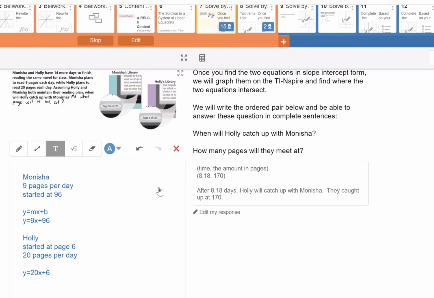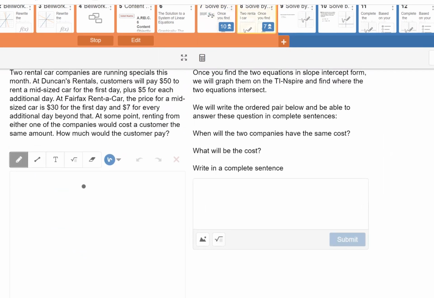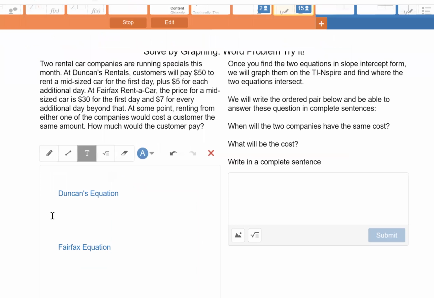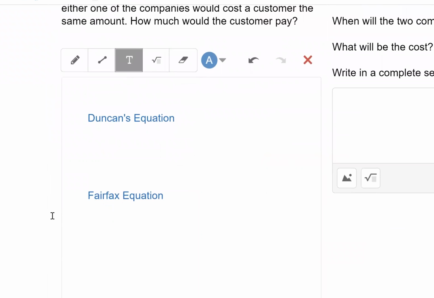Now on slide 8, you and your desk partner, you're going to work on it. All right. I want you guys to make sure that you come up with the equation. So on your turn, you're going to have Duncan's equation, and then you're going to have Fairfax's equation. So come up with those 2 things, and then use the calculator.